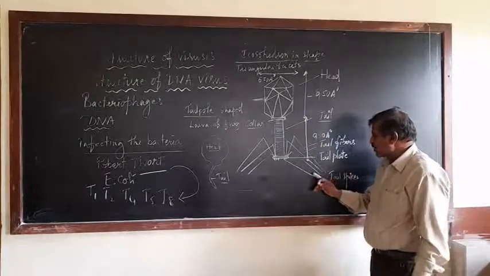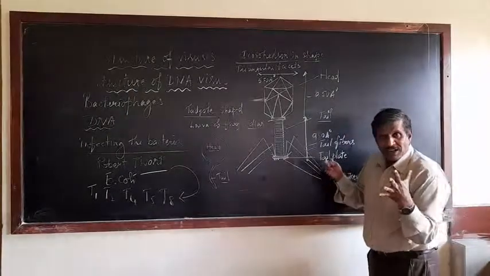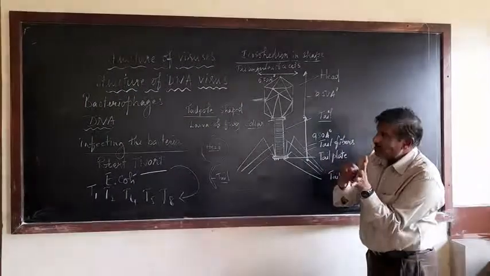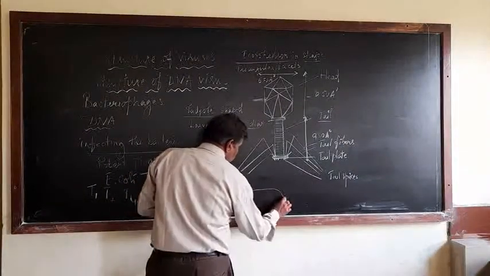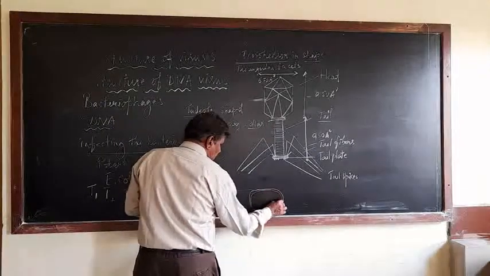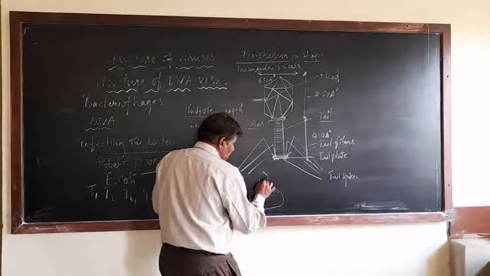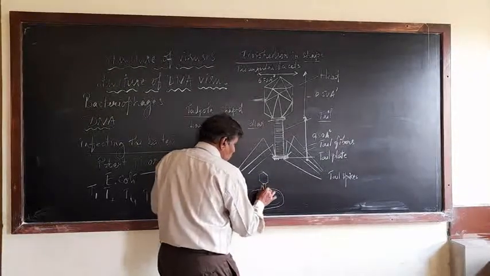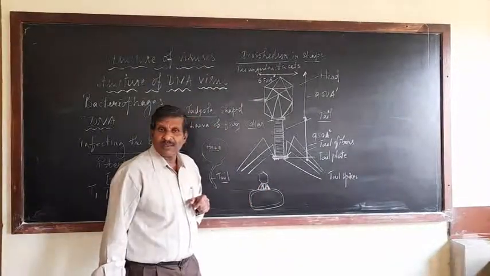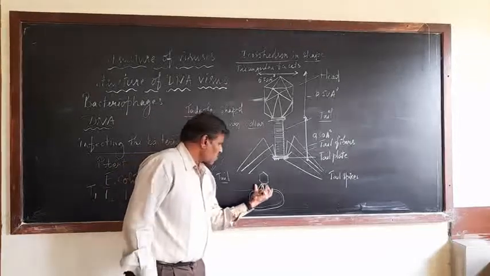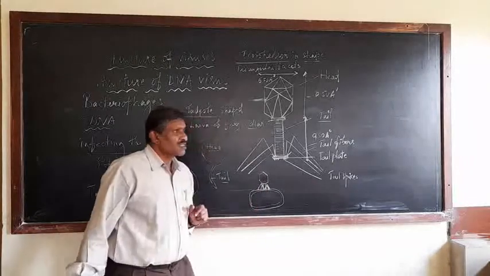Please note that these tail fibers are 6 in number, and they help in the attachment of the bacteriophage to the host cell. Usually the host cell is the bacteria. Assume that this is one bacteria, maybe the E. coli bacteria. Bacteriophages come and attach to the host cell with the help of these fibers. They are the structures helping in the attachment of the bacteriophage virus to the bacterial cell.